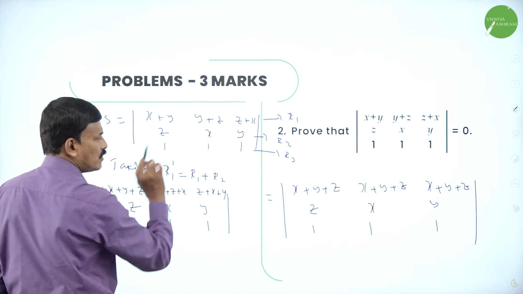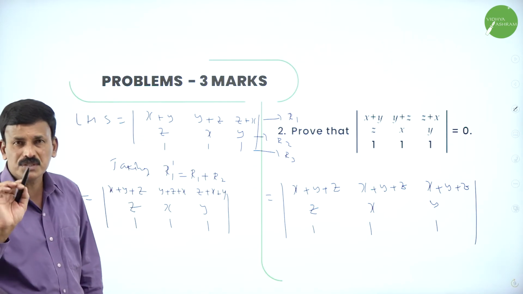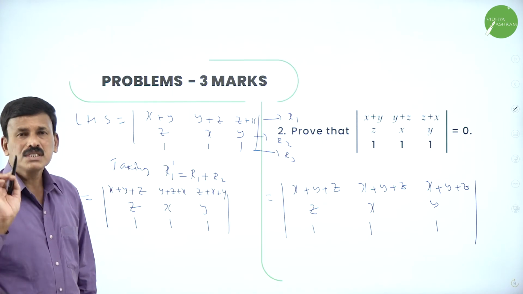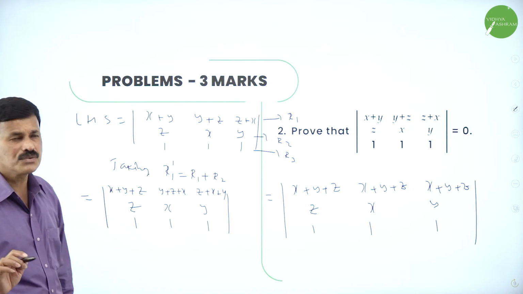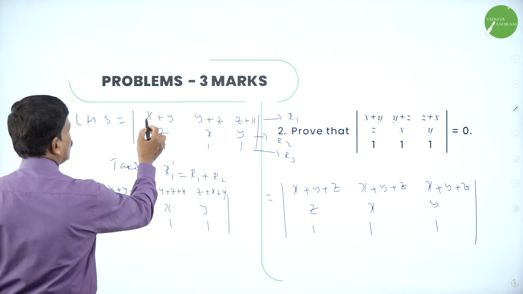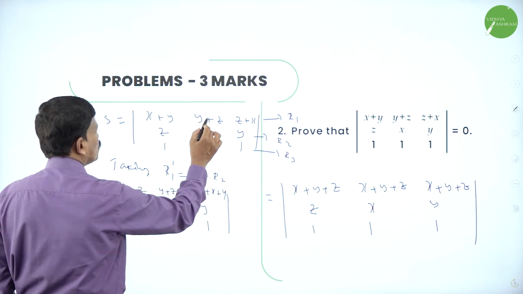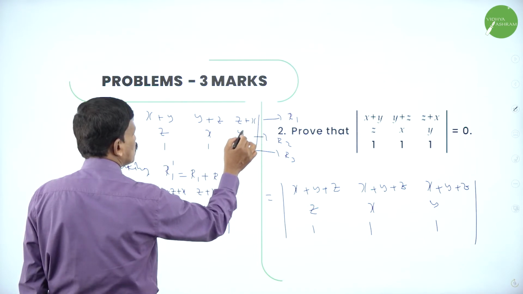So we are changing the first row, not a column. Keep it in mind, it may seem like a column, but it is a row. First element of row 1 plus first element of row 2, second element of row 1 plus second element of row 2, third element of row 1 plus third element of row 2. So the first element is x plus y plus z. The second element is y plus z plus x. The third element is z plus x plus y.